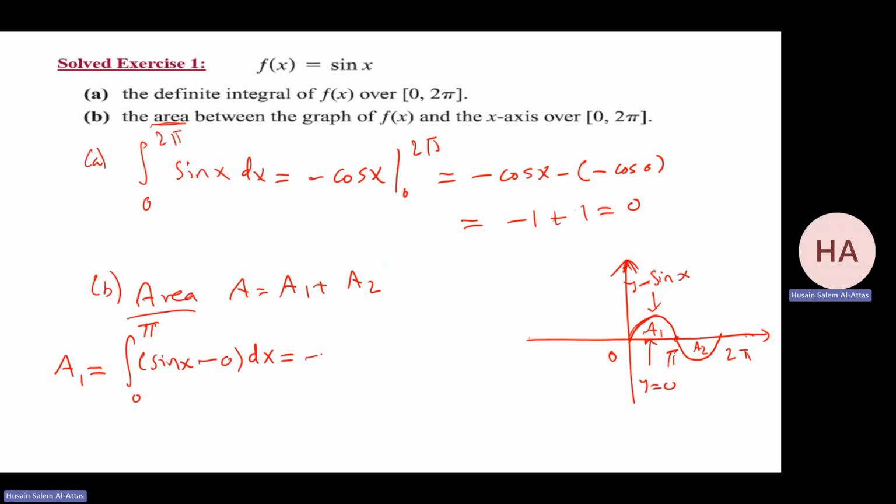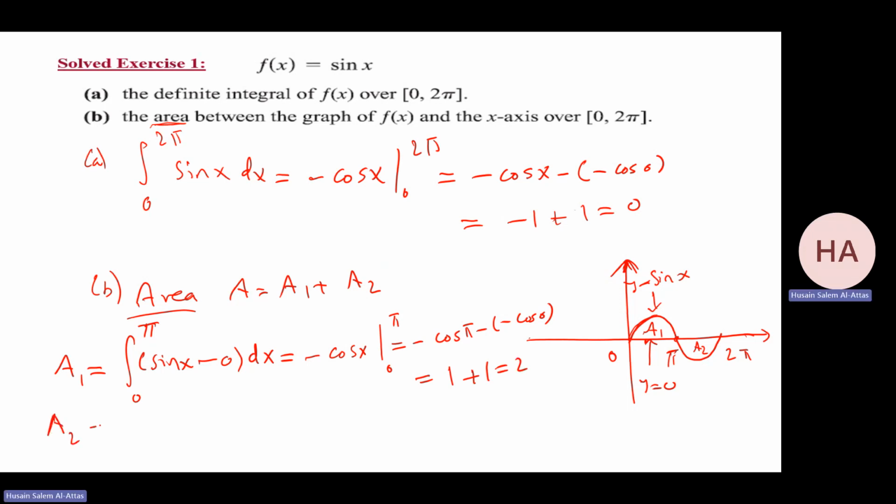So that will be minus cosine x from 0 to pi. Now do the calculation. That will be minus cosine pi minus, minus cosine 0. Cosine pi is minus 1, minus minus 1, that is 1. And cosine 0 is 1, so 1 plus 1 will be 2.